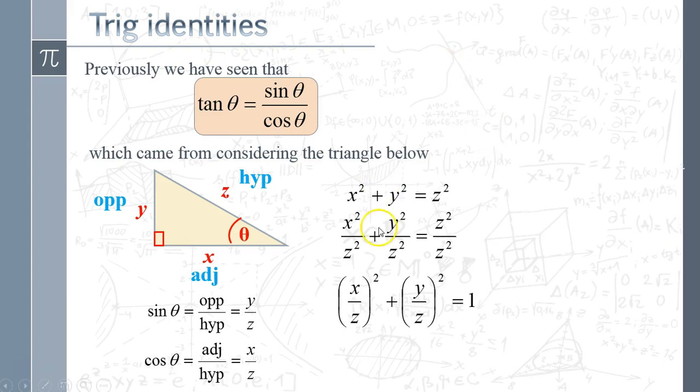And what I've done is slightly rewritten these ones here, so we've got x squared over z squared, that's just x over z all squared. And here comes the groovy part, because hopefully you should spot that x over z is cos, and y over z, what do you know, that's sine. So what we've got now is cos squared plus sine squared equals 1.